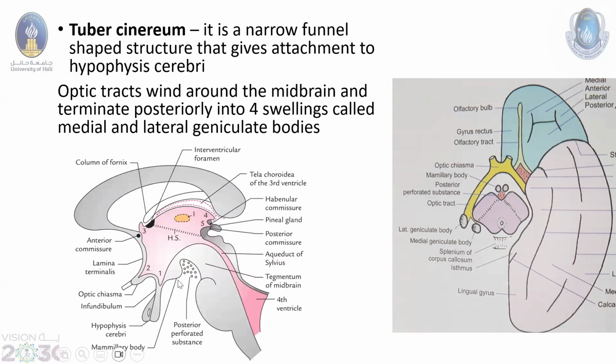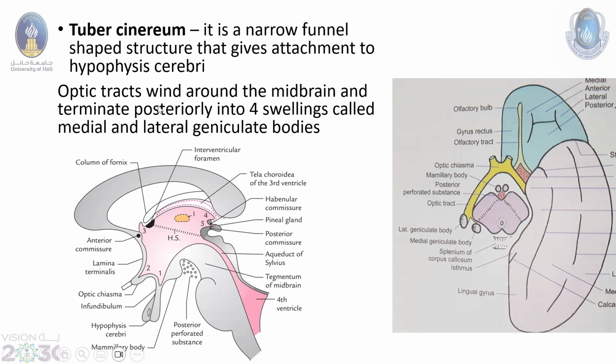Finally, coming to one more structure called the tuber cinereum. It is nothing but a narrow funnel-shaped structure that gives attachment to the hypophysis cerebri. This is the hypophysis cerebri, also called the pituitary gland. Here will be the thalamus and hypothalamus, and here this funnel-shaped structure is called the tuber cinereum, or also the infundibulum.